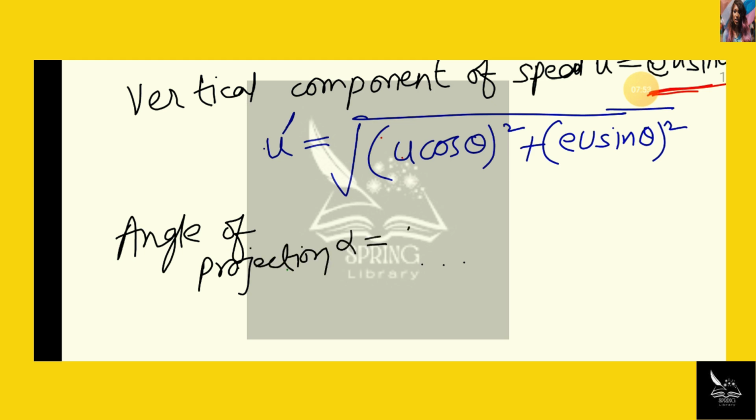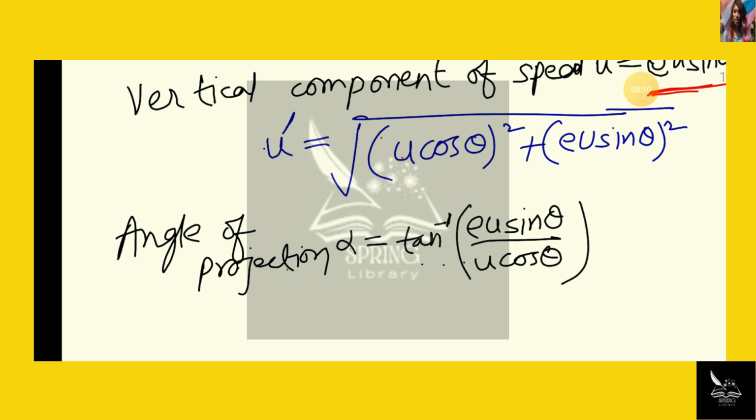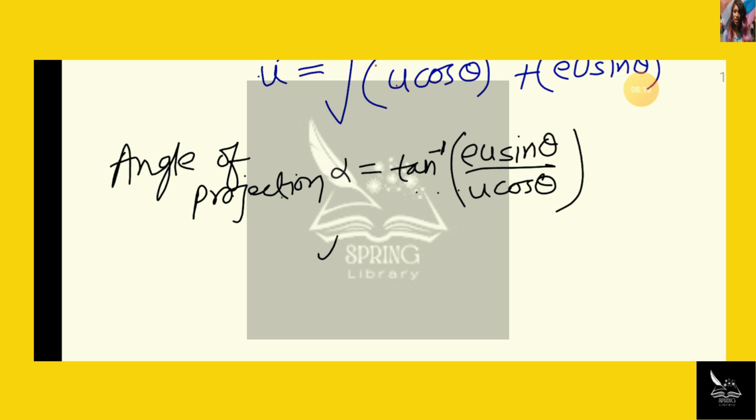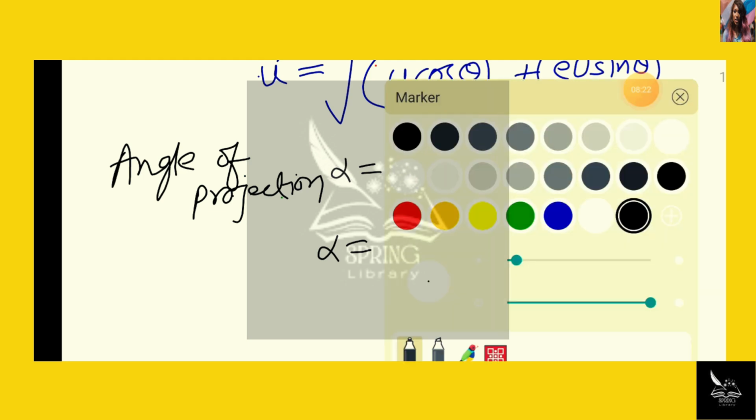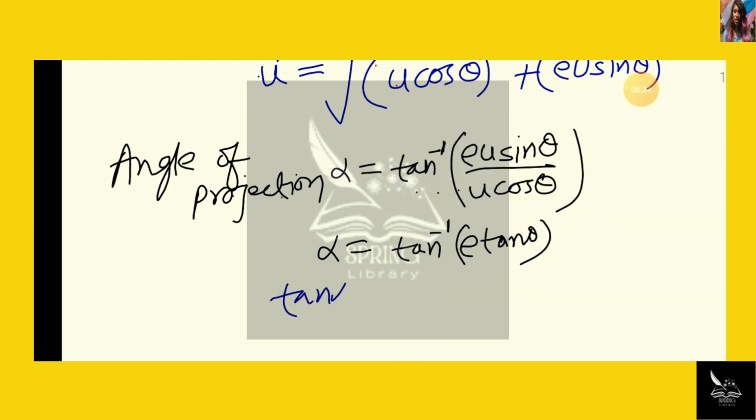alpha is equal to tan inverse of vertical component divided by horizontal component. So the vertical component is eu sin theta divided by the horizontal component, that is u cos theta. So simplify it, then I will get alpha equal to tan inverse of e tan theta. Or I can write it the other way, that is tan alpha is equal to e tan theta.